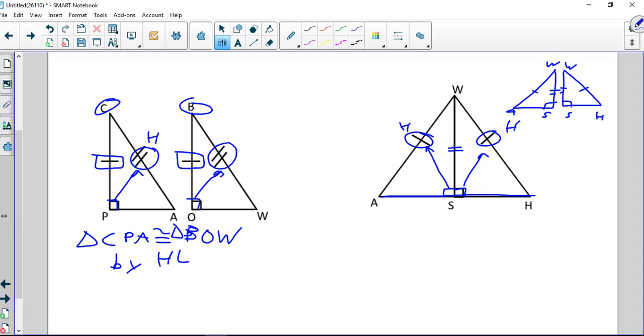So, do we have a hypotenuse and a leg? Yes, we do. So I'm going to say triangle W, well, no, not a W. W out to A, and then come into the right triangle. We could say WSA. It doesn't matter, as long as you're consistent on both of them. It's congruent to triangle, starting at the W again, out to the H, back into the S. And then we say by HL.